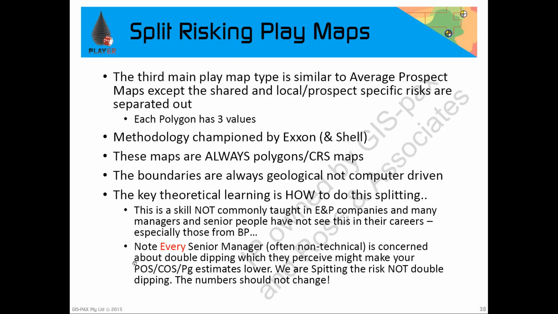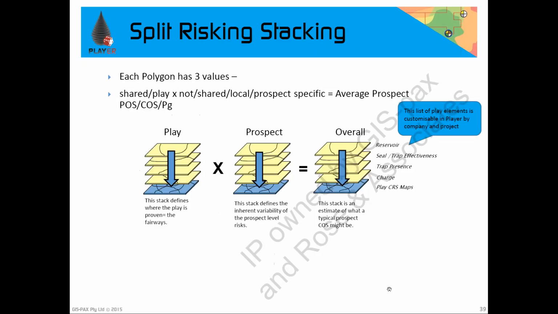And every manager, as soon as you show them this methodology, will be concerned about double dipping. They'll think you're going to end up with a lower risk. That's what managers worry about. We call it split risking because that's what we're doing. We're taking the average prospect risk and we're simply splitting it into the two components. We are not double dipping.